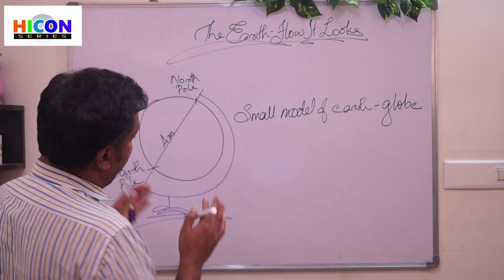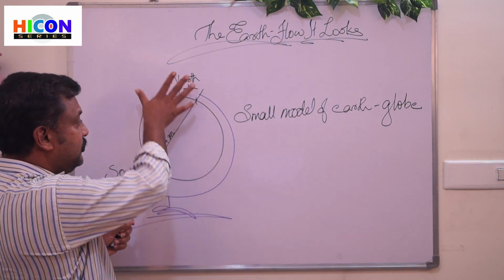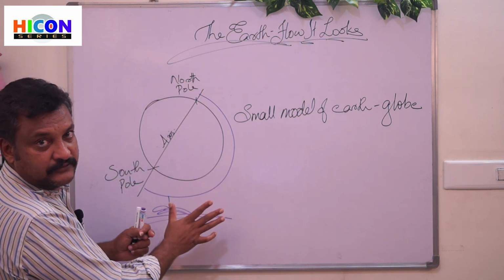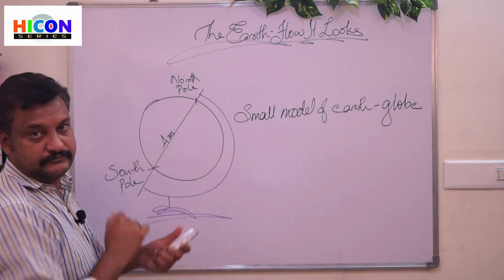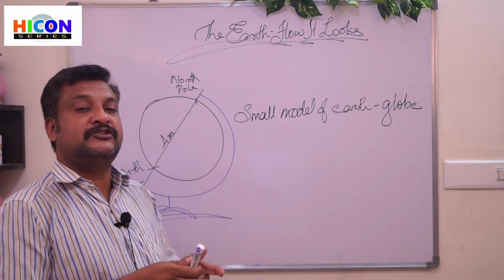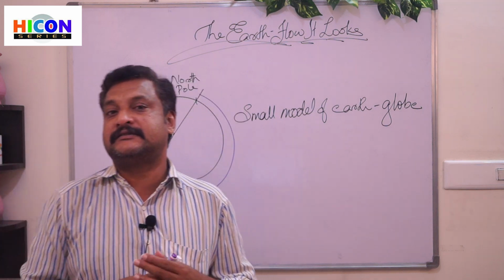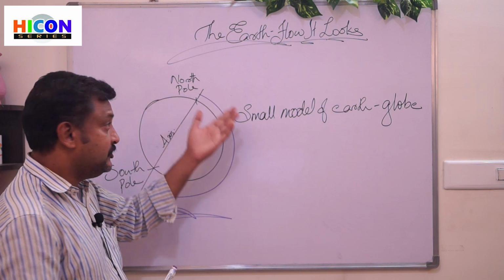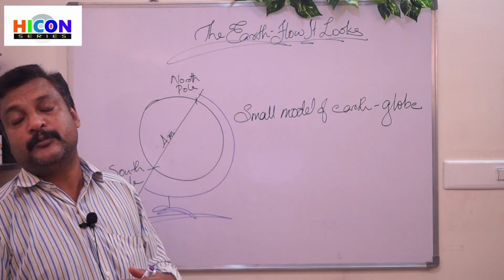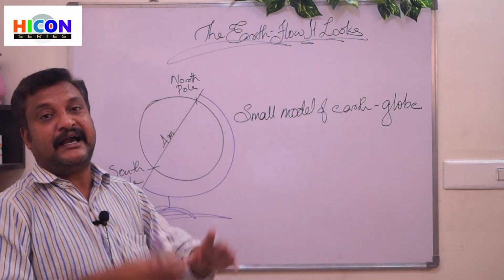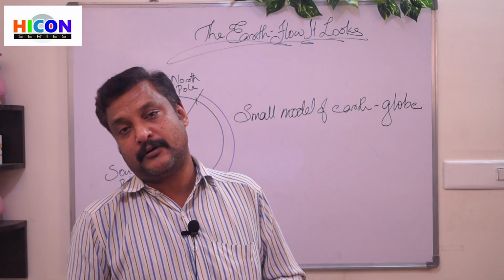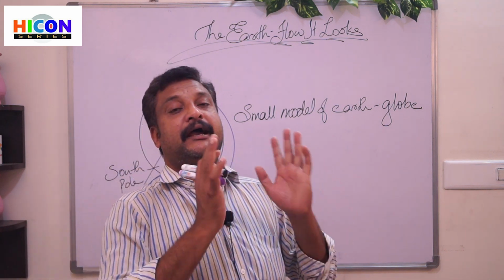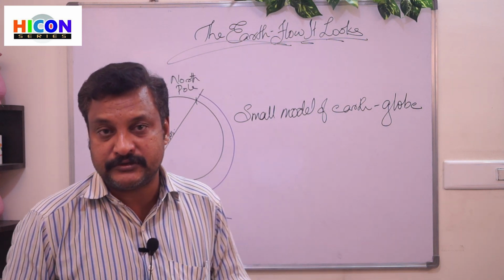Now, when we look from this side, we can see only this part of the earth. Now we can rotate it, just like the earth rotates on its axis. We can rotate it, and this can be used for studying purpose also, how day and night is occurring, how day and nights are formed.